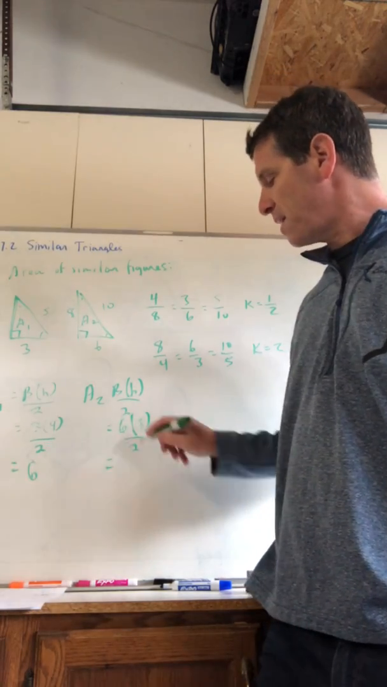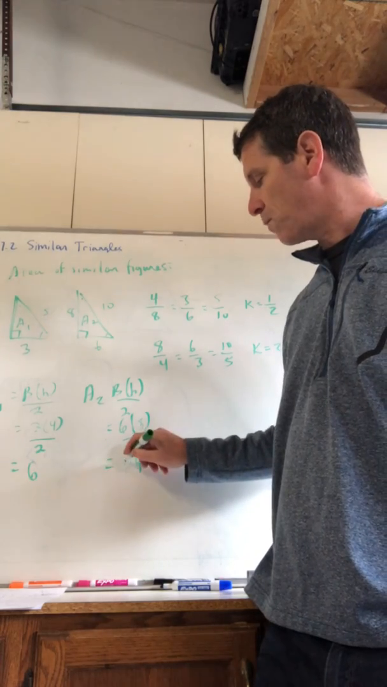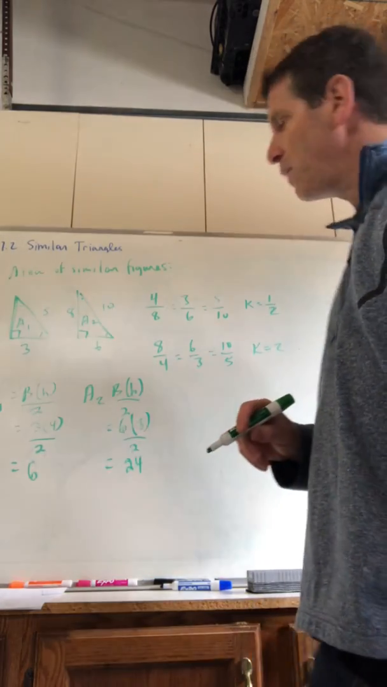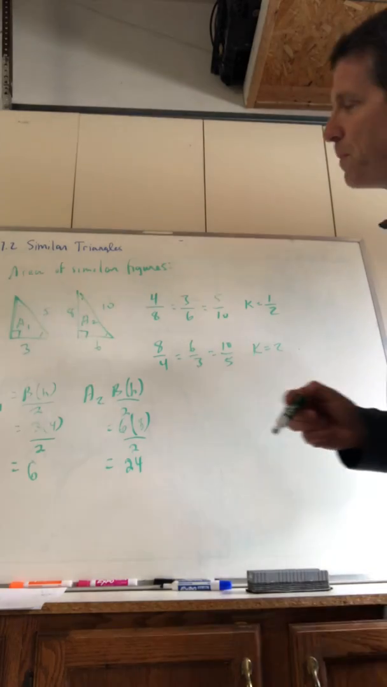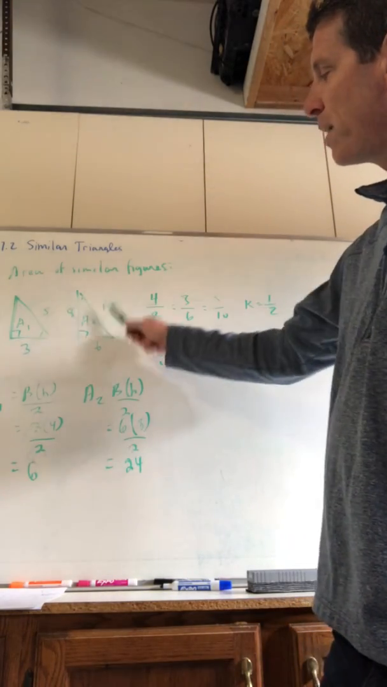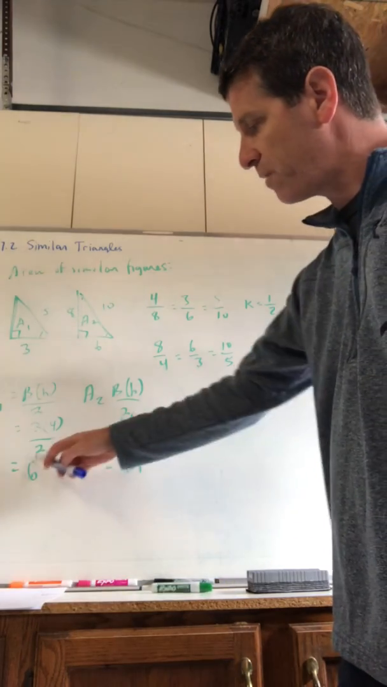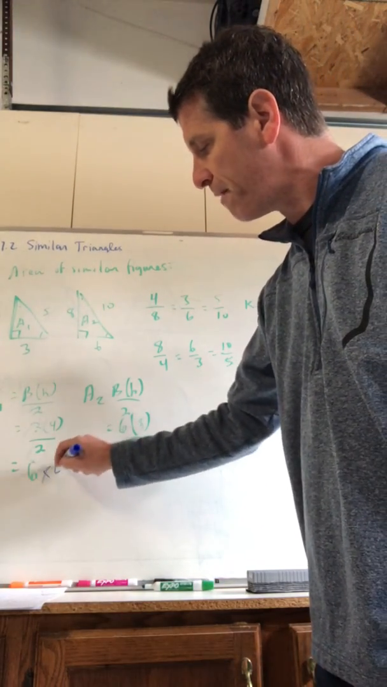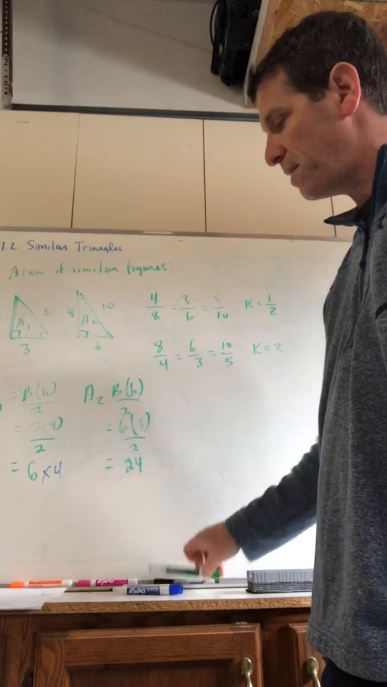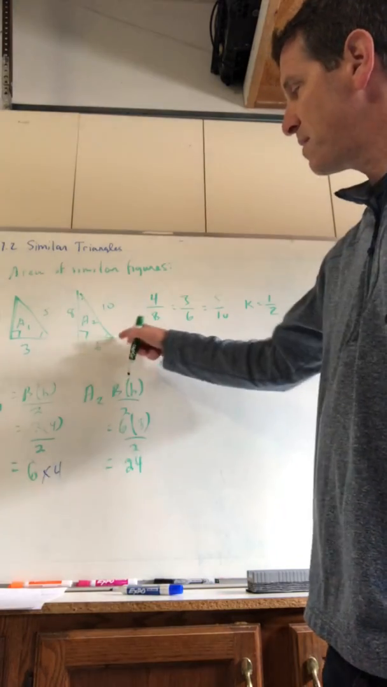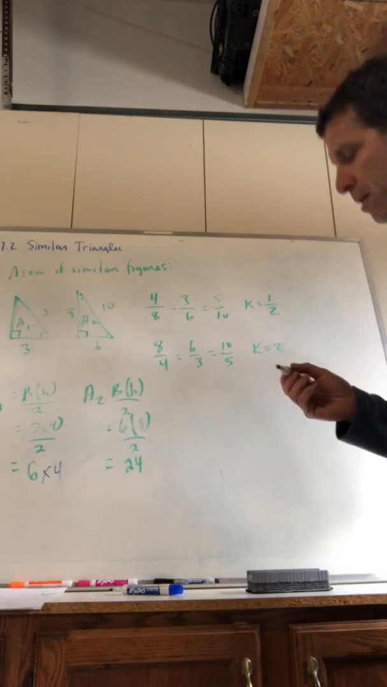6 eighths are 48, divided by 2 is 24. And we can see here that from an area perspective, triangle 2 is 4 times the area of triangle 1. If we take triangle 1's area here and multiply it by 4, we get 24. So this second triangle is 4 times bigger.